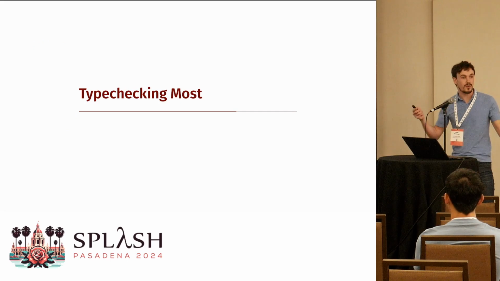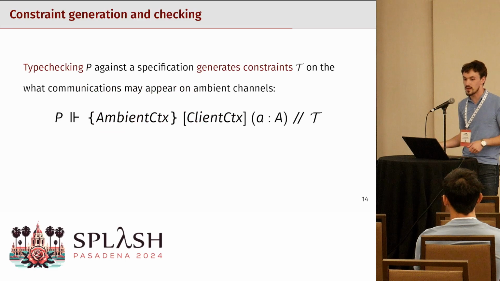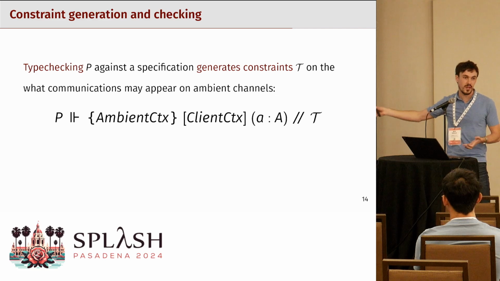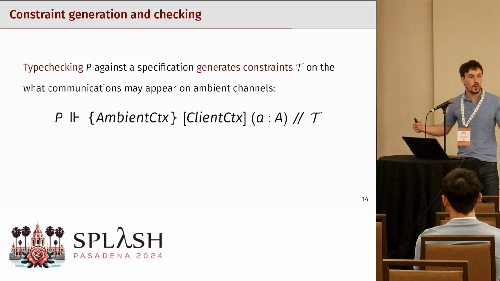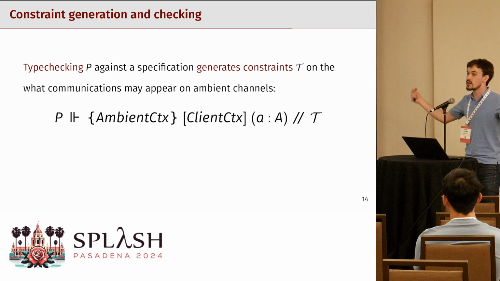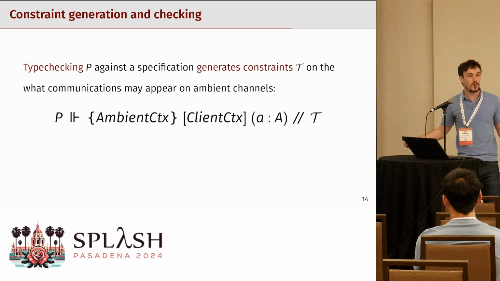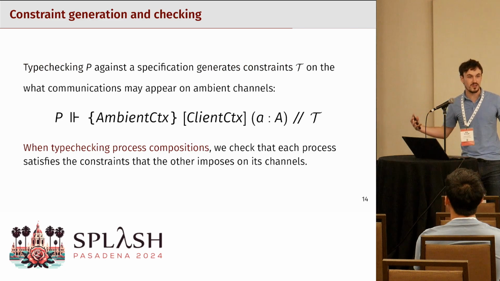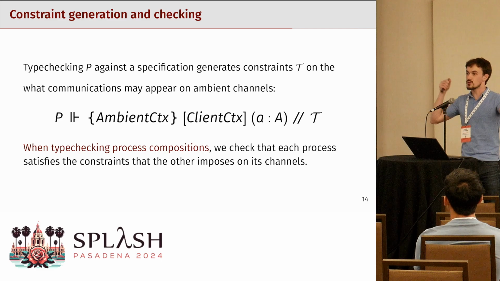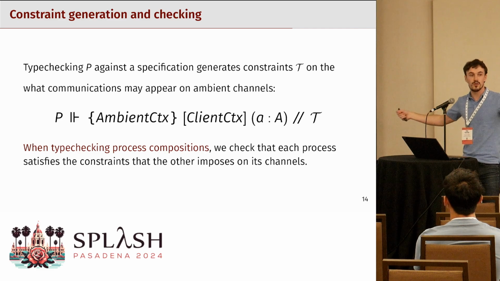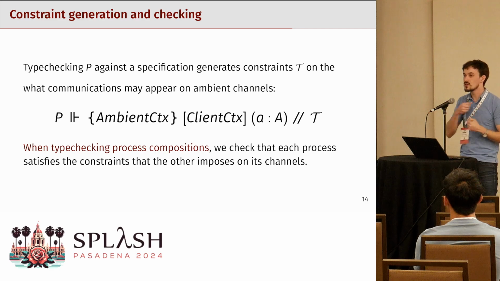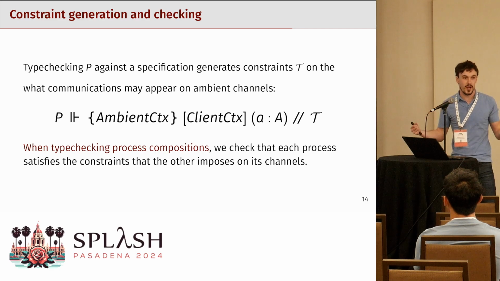So how do we type check? How do we statically ensure that our processes satisfy their specifications? Well, we give a recursive algorithm in the paper that recurses on the structure of the processes and the specifications. As it checks the process, it's going to generate a set of constraints on the environment. Some set of constraints T is going to be an output of the algorithm, of the typing judgment. And when we come to a case where we need to type check a composition, from the recursive calls we're going to get 2 sets of constraints, and we're only going to allow the composition if each process satisfies the constraints that the other imposes on it. So it's really a constraint generation and constraint checking algorithm.